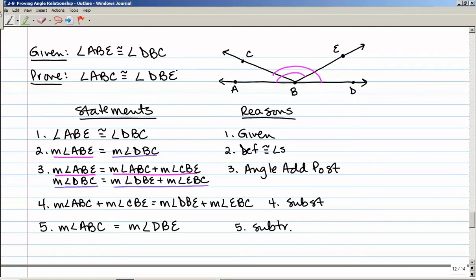Now, notice I'm very close to what I have to prove here, and I think all I need to do is apply one more definition of congruent angles. If the measures of those two angles are equal, then the angles themselves are congruent. And I've proven what I need to prove. Okay, let's try another one.